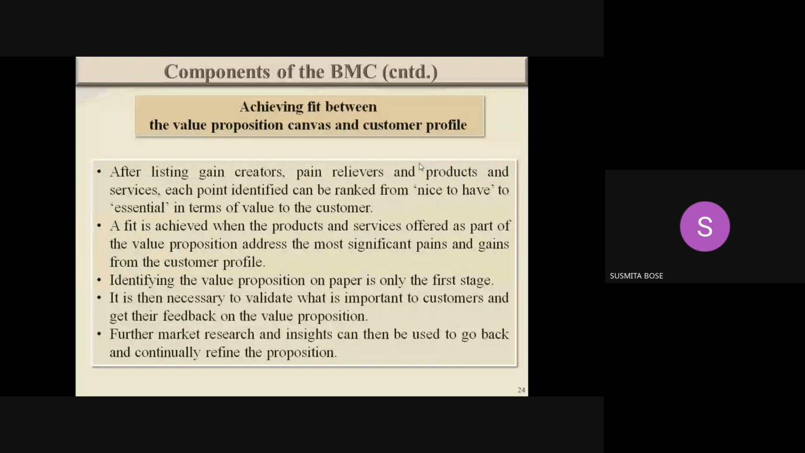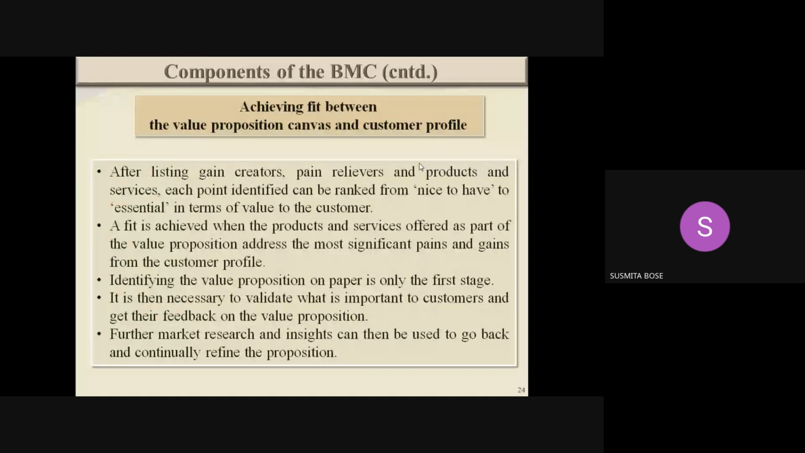A fit is achieved when the products and services offered as a part of the value proposition address the most significant pains and gains from the customer profile. Identifying the value proposition on paper is only the first stage. It is then necessary to validate what is important to customers and get their feedback on the value proposition. Further market research and insights can then be used to go back and continually refine the proposition.